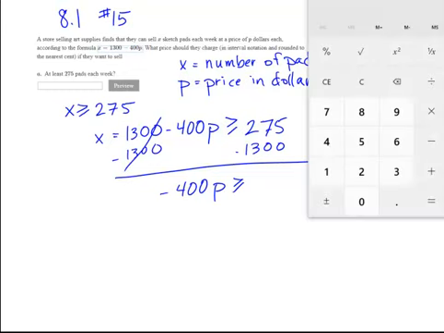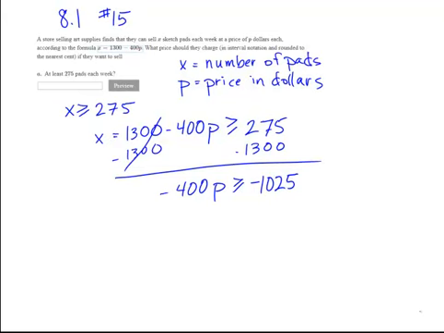All right, I'll do this out to the side. I need 275 minus 1300, and that gives me negative 1025. All right, and the next thing I'll need to do is move this negative 400.